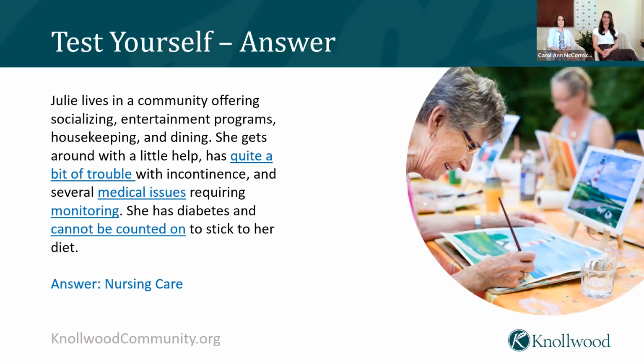So she has quite a bit of trouble with incontinence, several medical issues that require close monitoring, and she just really doesn't stick to her diet. With all of this, Julie is really more a candidate for nursing care versus an assisted living candidate.